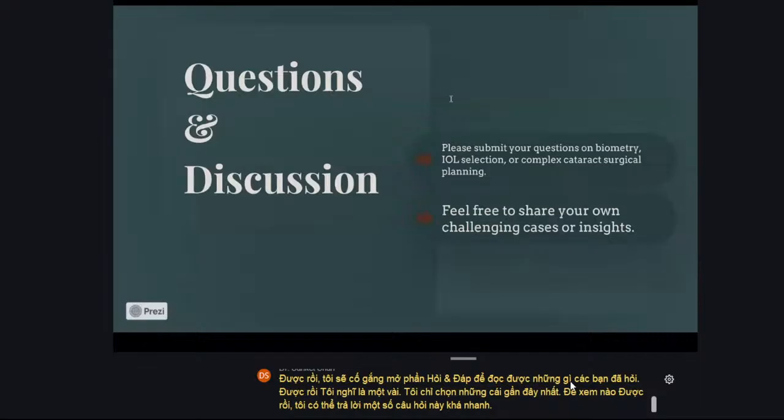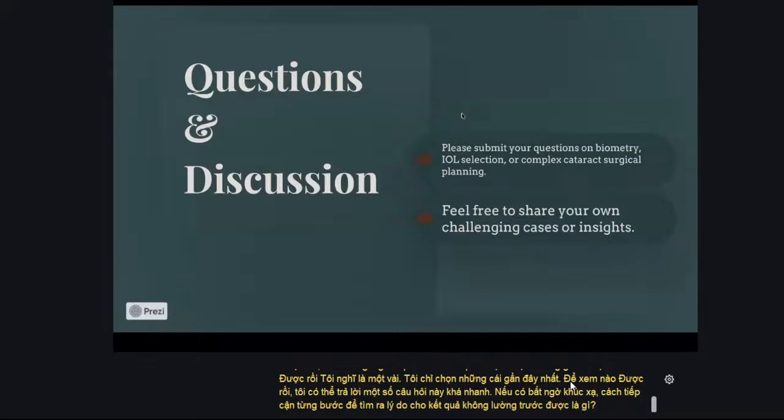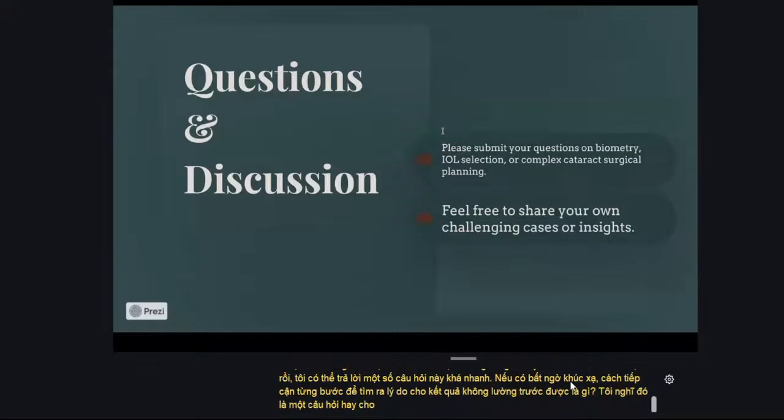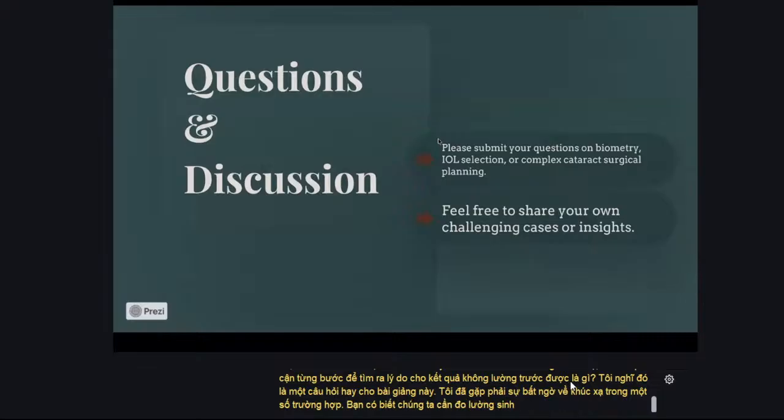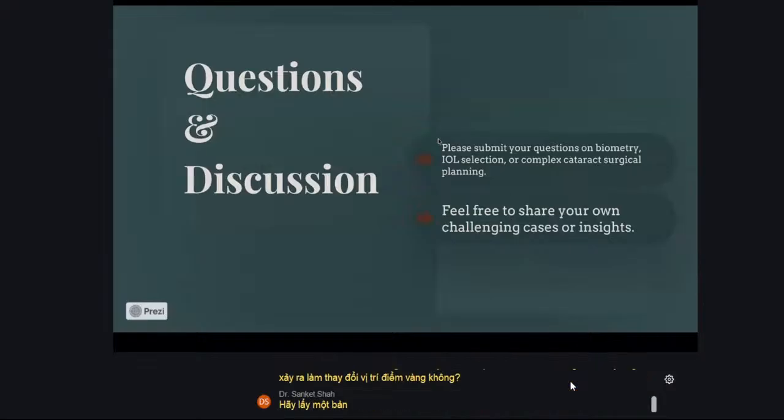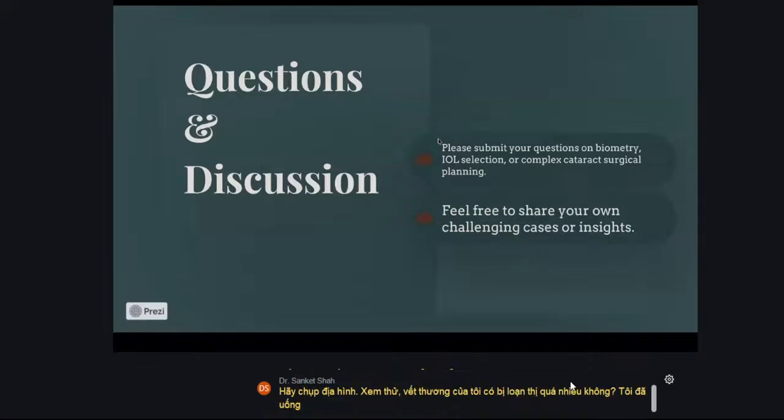If there's refractive surprise, what is the stepwise approach to find the reason for the unplanned result? I think that's a great question for this lecture. I've had refractive surprise in some cases. So do we measure the biometry again? Let's get an auto refraction. Let's find out where the lens is positioned. Let's get an OCT of the macula. Did something happen that has changed the macular position? Let's get a topography. Is there just too much astigmatism from my wound? Did I hydrate too much and it's changed the corneal shape?